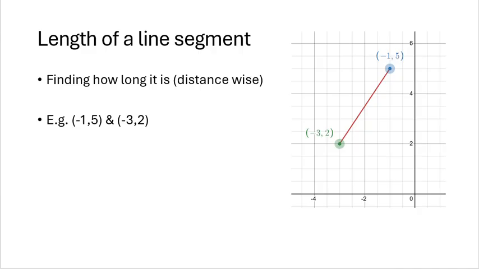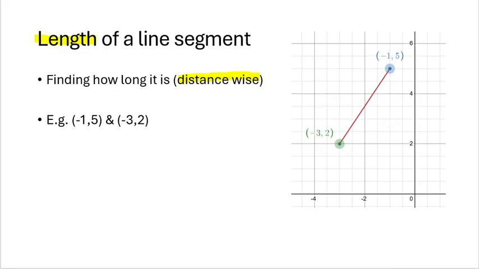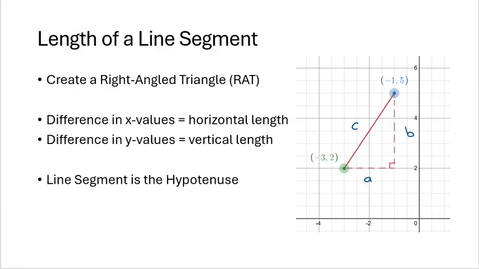We're now on to the second half of the chapter. This is the length of a line segment. So you're basically finding how long this line is, which is why we say distance-wise. It's pretty easy. You're going to be applying Pythagoras. Is this the same example? Yes, it is indeed the same example. So you're just creating a right angle triangle.